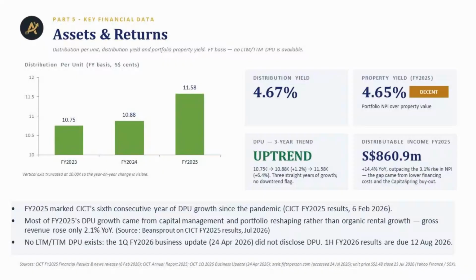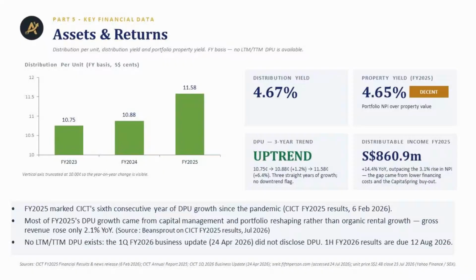You're looking at the top line versus the bottom line. Exactly. Let me lay out the numbers. The distributable income for FY 2025 reached $860.9 million. That's a 14.4% year-over-year increase. Right, 14.4%. But if you look at the net property income, or NPI, it only rose by 3.1%. And the gross revenue, the actual rent collected, rose a mere 2.1%. So I need you to explain this mathematical gap. How do we bridge a 2.1% revenue increase to a 14.4% distributable income increase?